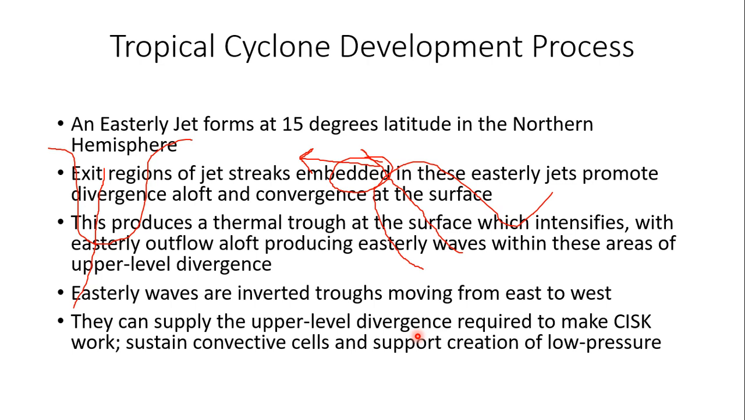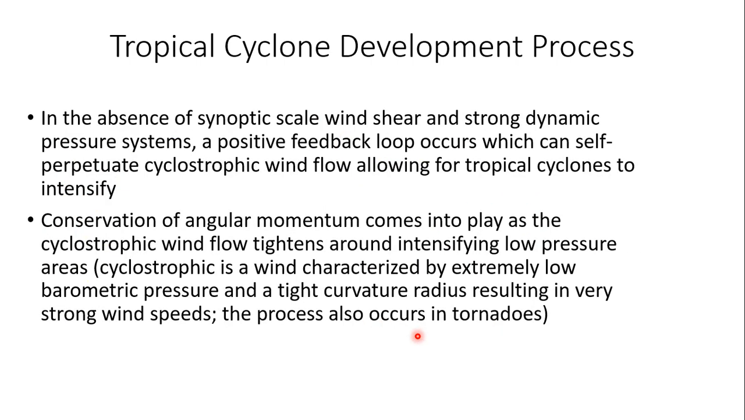This is going to produce an area of lower pressure at the surface, or a thermal trough. That will tend to intensify over time with easterly outflow aloft, producing these easterly waves within areas of upper level divergence. In other words, you get an area of surface low pressure to develop. You definitely don't want to have any of that wind shear. You also do not want to have any of the stronger middle latitude pressure systems moving into the tropics, because that tends to rob energy away from these tropical cyclones and also increases wind shear.